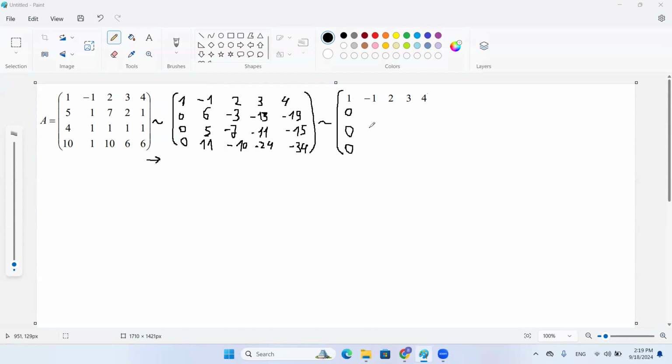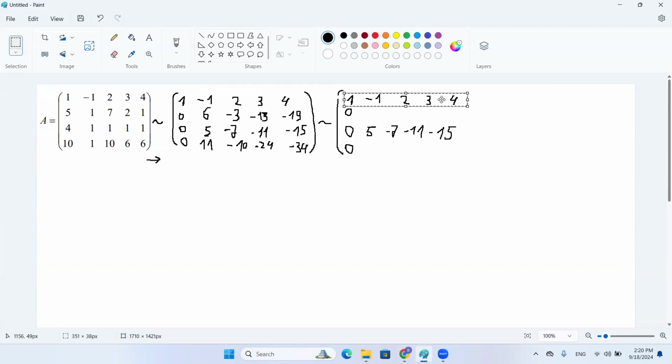So now let's leave it without any changes: 5, minus 7, minus 11, minus 15. Let's copy and paste this row, which is handwritten, because we do not have enough space otherwise.